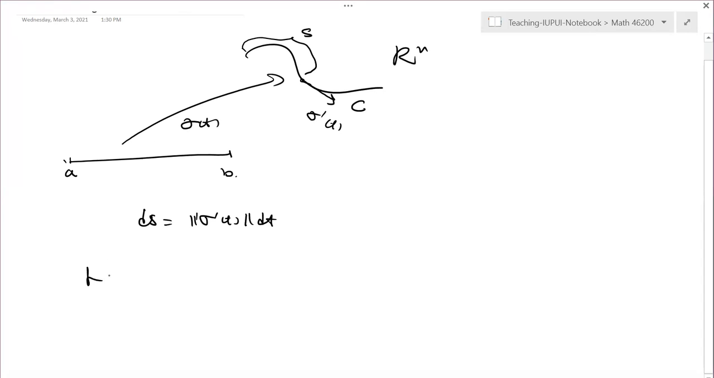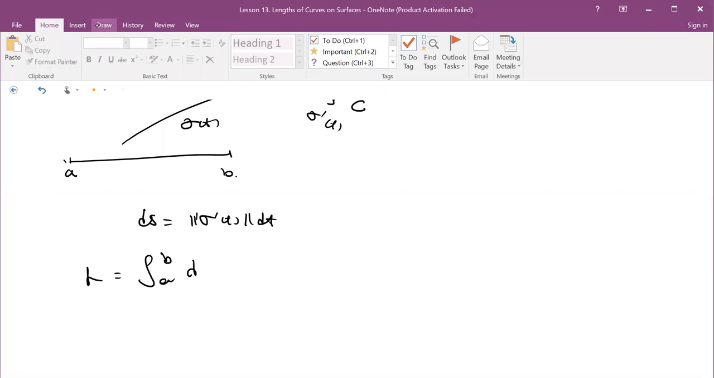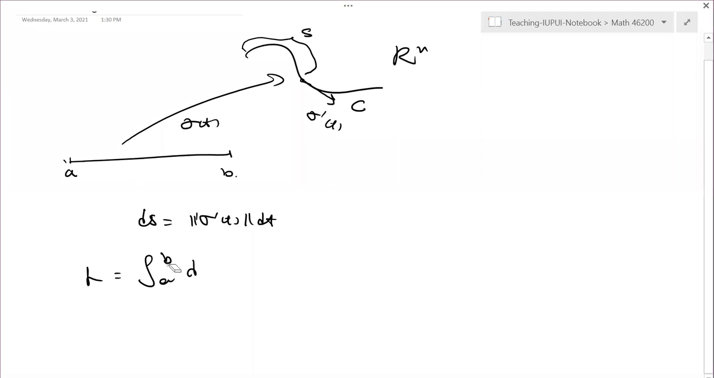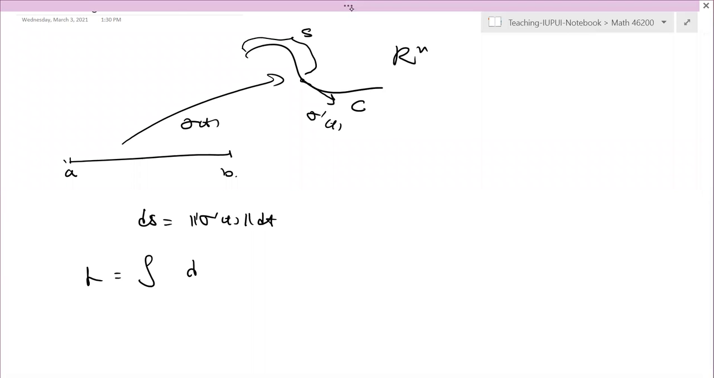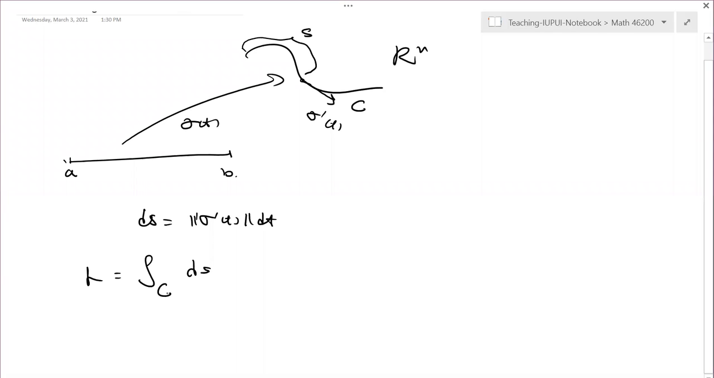So the total length is going to be the integral from a to b. If you do not specify the parameter, here's our notation, usually in geometry, you put a C here. So this is the length of the curve. And if you want to use a parameter t, then that's from a to b.